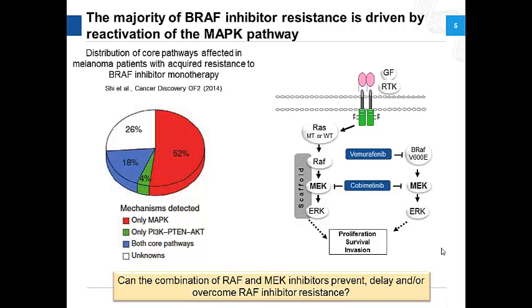And as we can see here from the pie chart, there's also some occurrence of activation of alternative pathways such as the PI3K pathway in addition to MAP kinase pathways. So based on this, the combination of vemurafenib or other BRAF inhibitors with downstream inhibitors of MEK, such as cobimetinib, should be beneficial for overcoming or preventing resistance to vemurafenib alone.